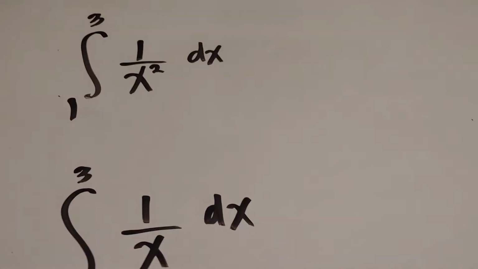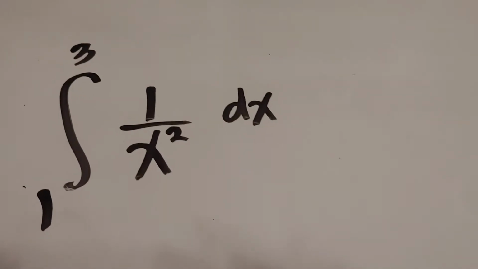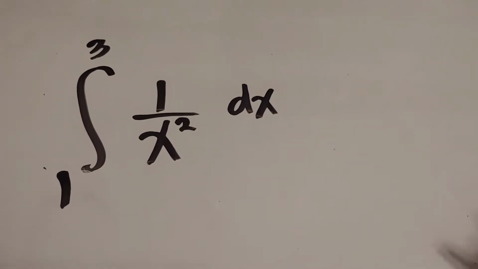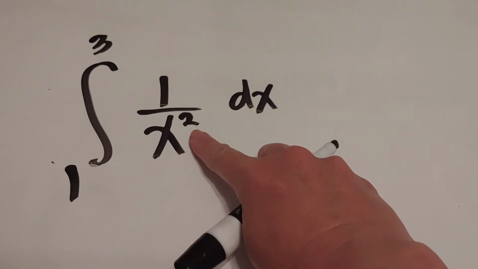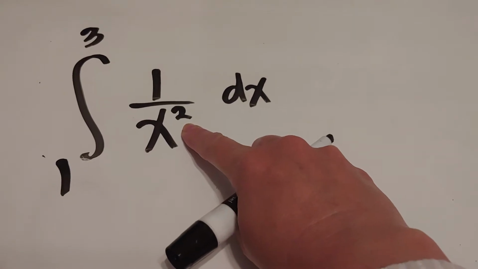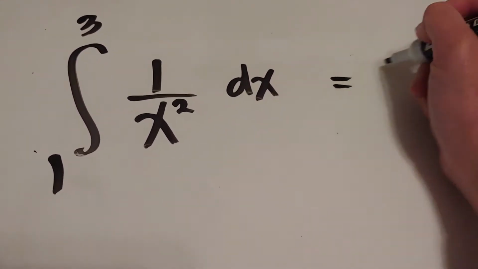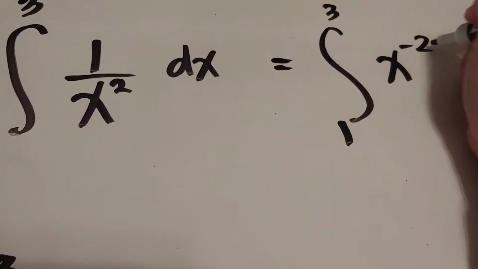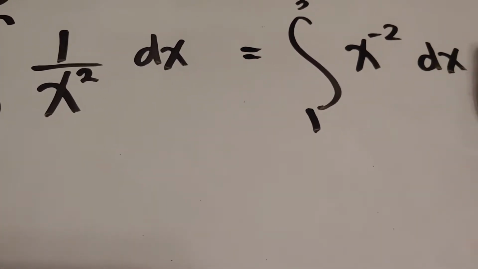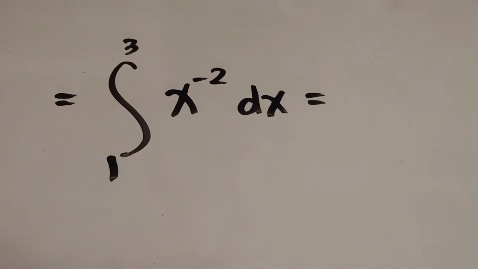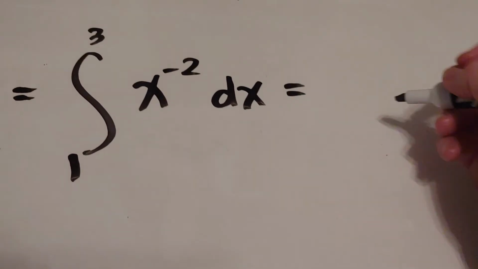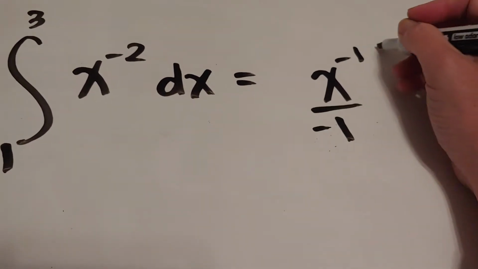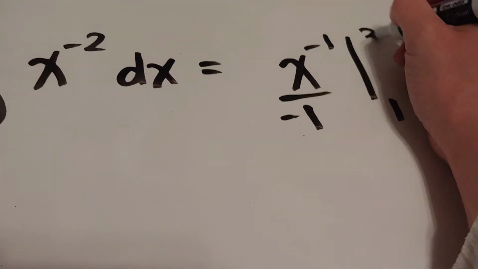Here's another video practicing definite integrals. So the first example I'm going to do is the integral from 1 to 3 of 1 over x squared dx. Now, when we have x squared in the denominator, we want to write it as x to the negative 2. Okay. And then I'm going to use my power rule. So add a 1 and then divide. And then I'm going to evaluate it from 1 to 3.